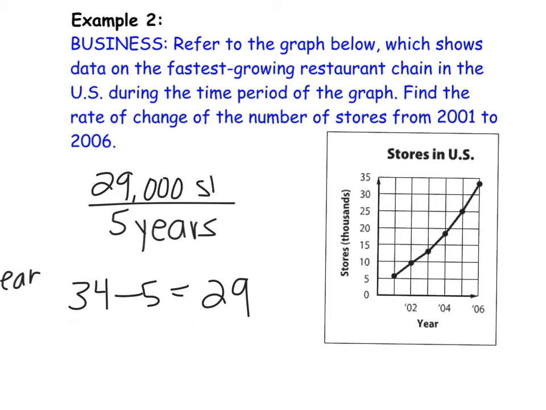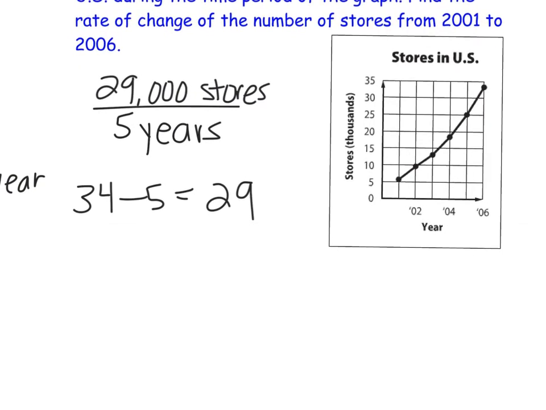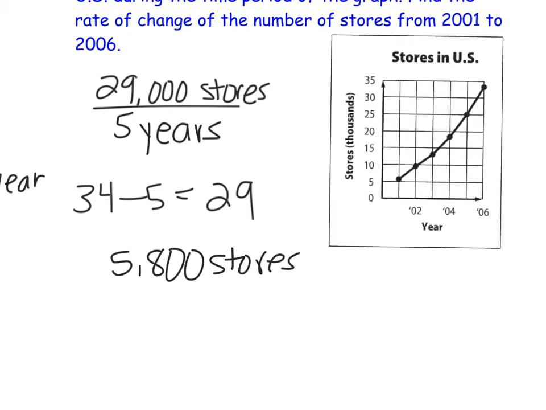So you need labels again. 29,000 stores over 5 years. But that's not what I want. I want the average. So I want you to reduce this so that your denominator is 1. Always so that your denominator is 1. So let's do 29,000 divided by 5, and that's 5,800. So 5,800 stores per 1 year.